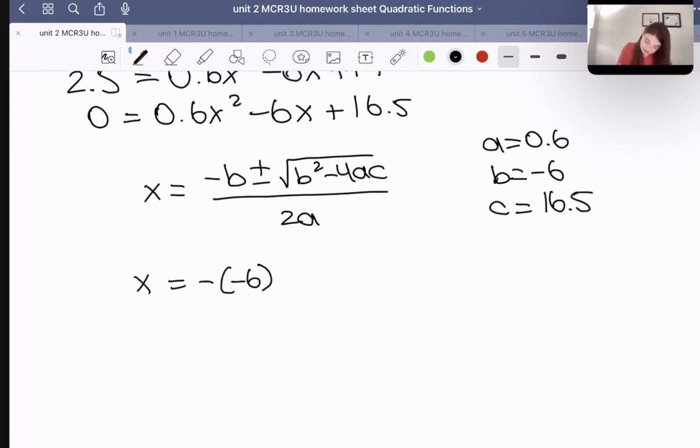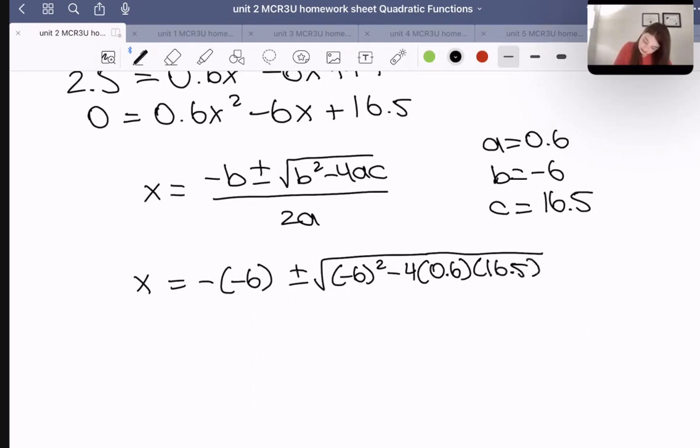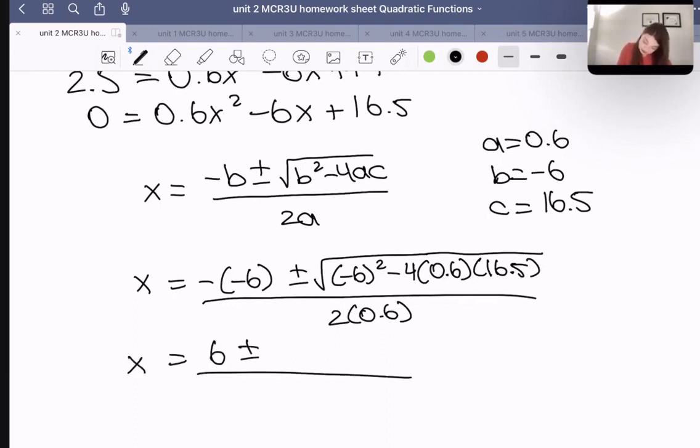Okay, so x is equal to negative b, right? So this is going to be negative 6, which will end up being plus 6, plus or minus b squared, which is negative 6 squared, minus 4, 0.6, 16.5 over 2a. So 2 times 0.6. So we end up with 6 plus or minus, and then something over 1.2. And let's see what this would be. So this part would be 36, right? Negative 6 squared would be positive 36.